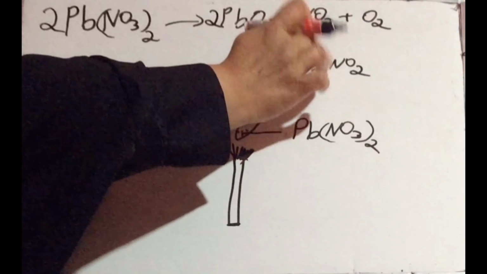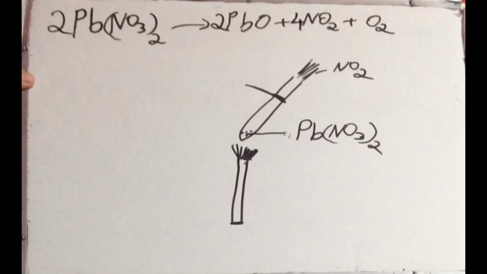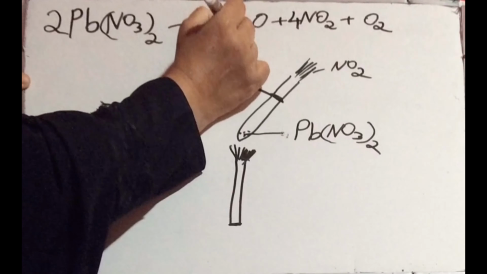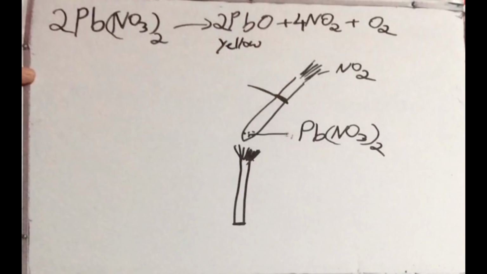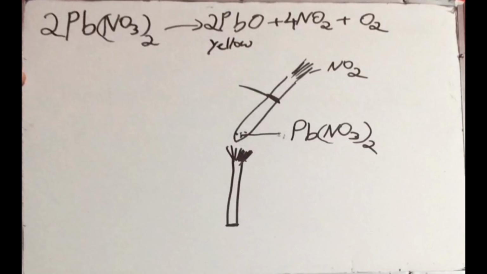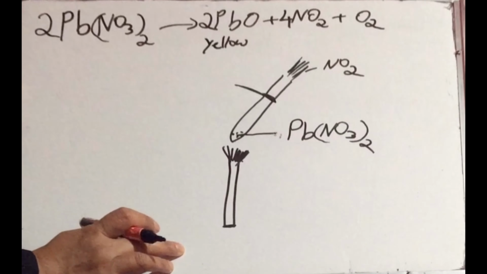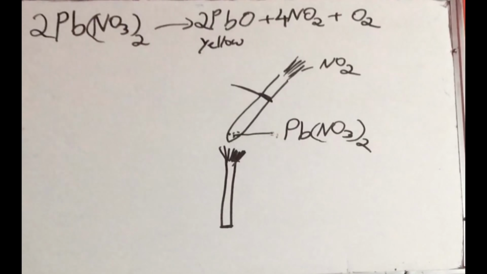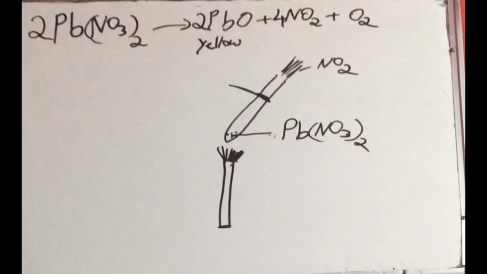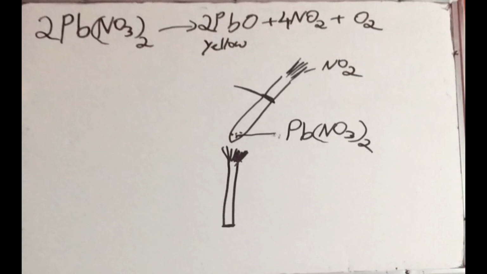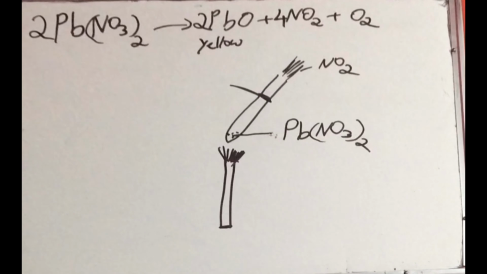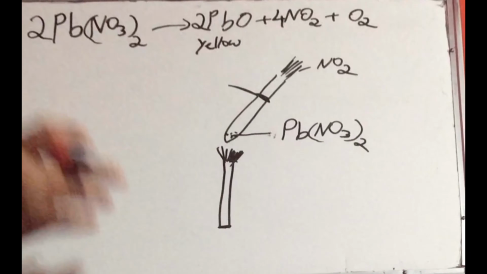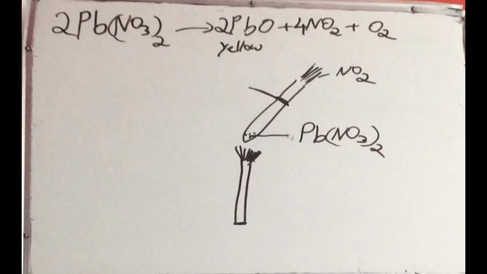This brown fumes that you are getting is due to the presence of nitrogen dioxide gas. And what is the color of the product? You will get a yellow precipitate of lead oxide. So the questions that can come from here are, what happens when you heat lead nitrate? What is the color of the precipitate that is formed? What is the color of the gas that is formed? Name the gas that is formed during the heating of lead nitrate. So these are the examples for the decomposition reactions.